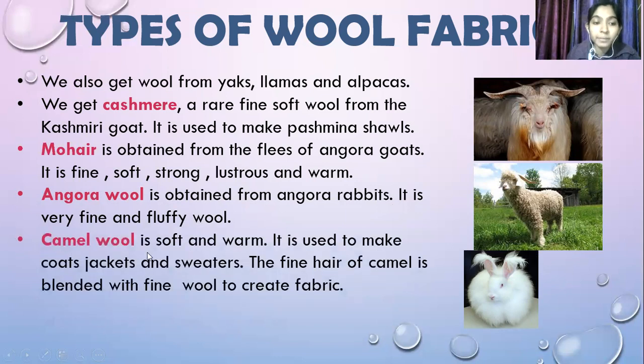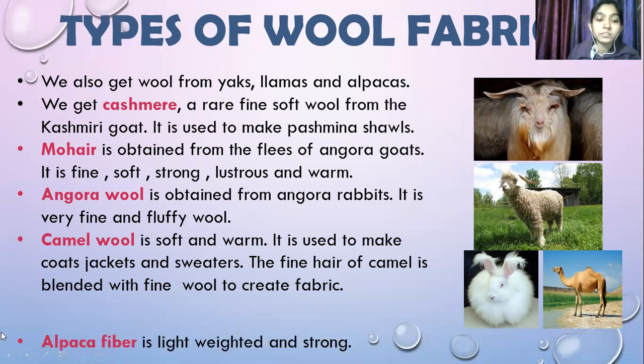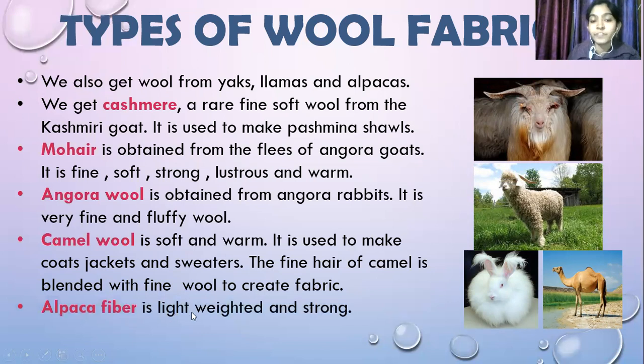Next, camel wool is soft and warm. It is used to make coats, jackets and sweaters. The fine hair of the camel is blended with fine wool to create fabric. So from the hair of camels, camel wool is obtained. Next, alpaca fiber is lightweight and strong. Is it clear?